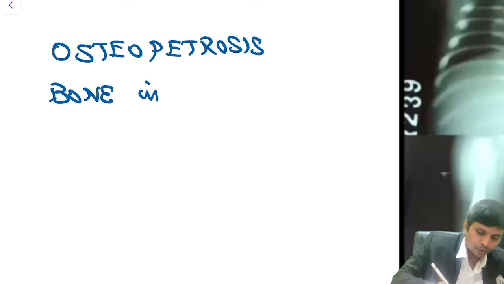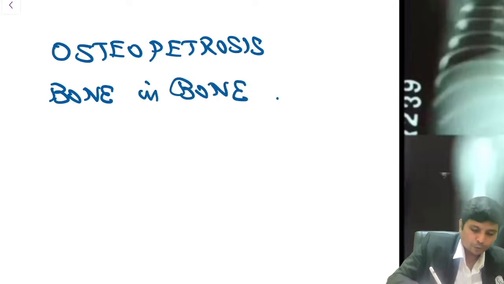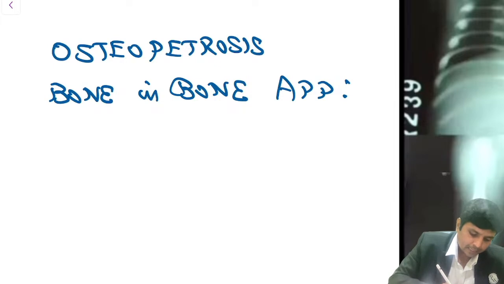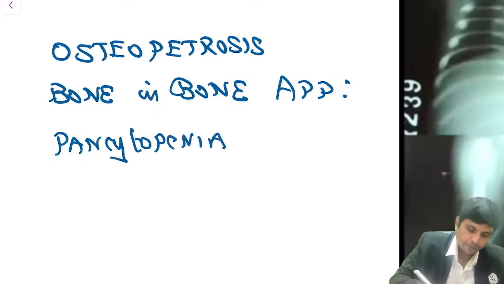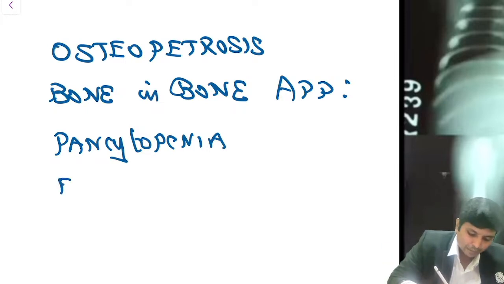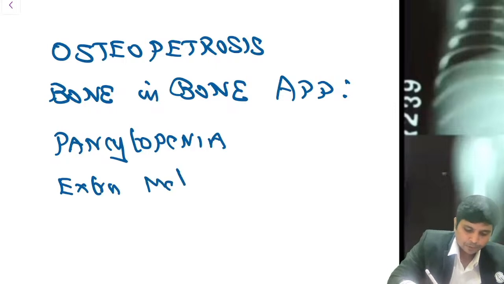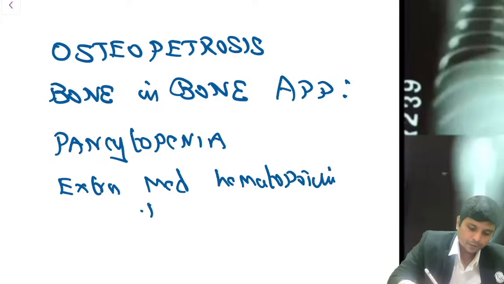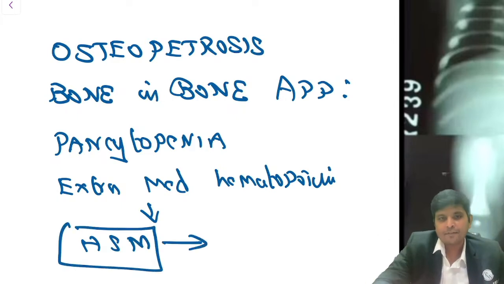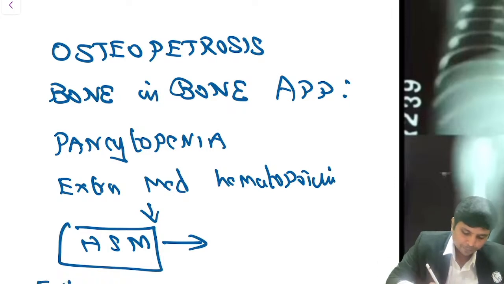This is called the bone-in-bone appearance. As a result of which, what will happen? The manifestation is pancytopenia. Pancytopenia leading to what? Extramedullary hematopoiesis, leading to hepatosplenomegaly. And you can have entrapment of cranial nerves.